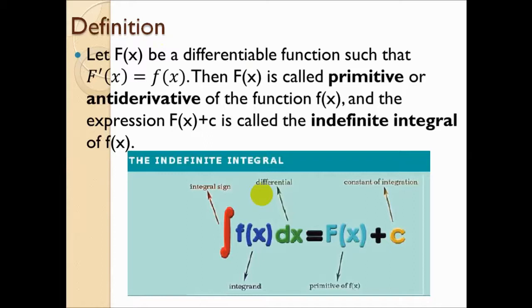The definition: let F(x) be a differentiable function such that F prime x is equal to f(x). Then F(x) is called the primitive or antiderivative of the function f(x). And c here is the constant of integration. This is the integral sign. If you want to solve a problem of integral, you must use this sign. The f(x) here is called the integrand, and the dx here is called the differential.